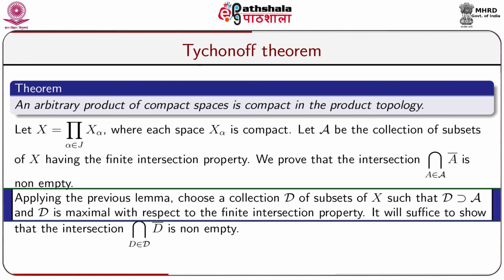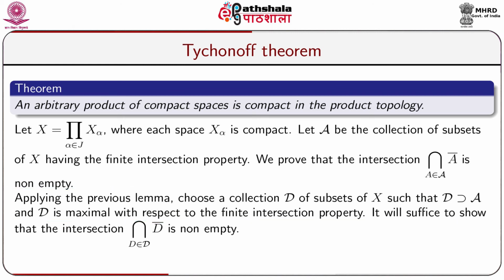Now, applying the previous lemma, let us choose a collection script D of subsets of X such that script D contains script A and script D is maximal with respect to the finite intersection property. It will suffice to show that the intersection of the closures of D, such that D belongs to script D, is non-empty.